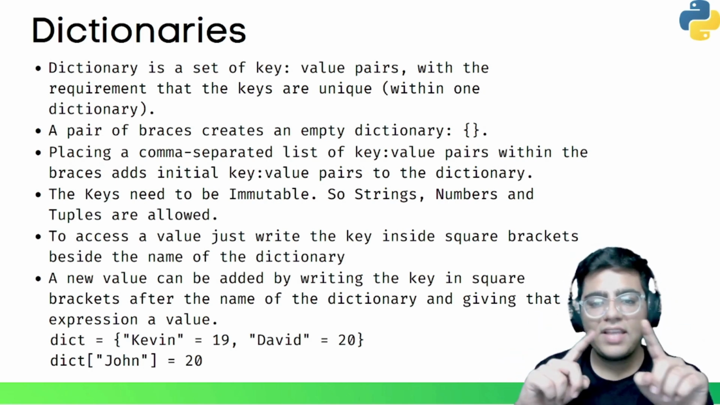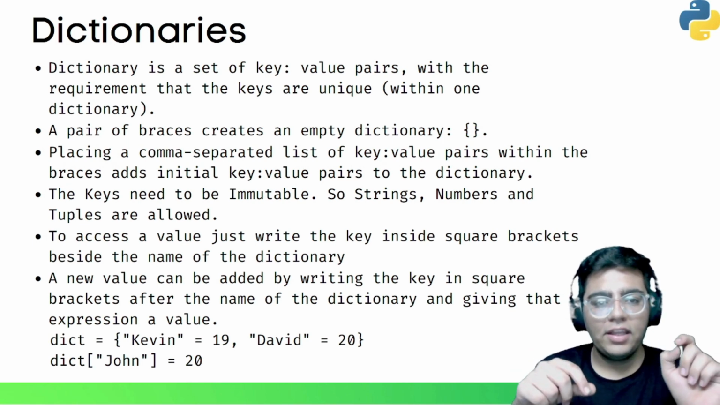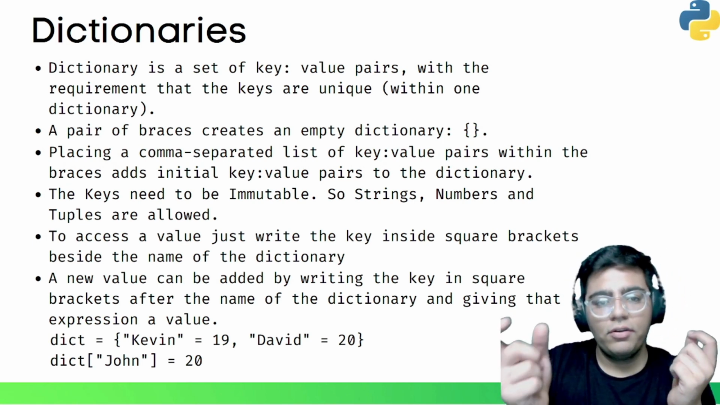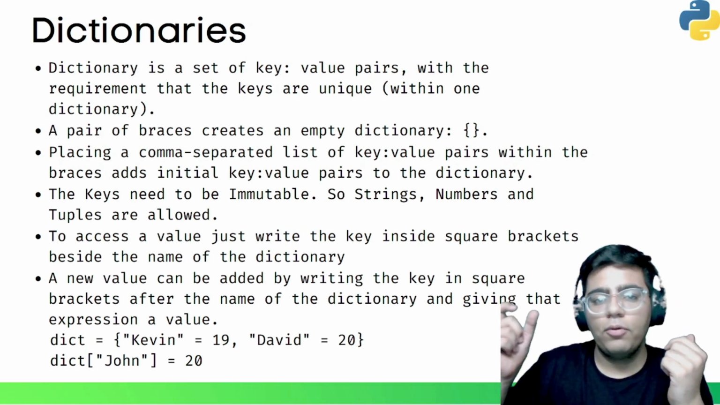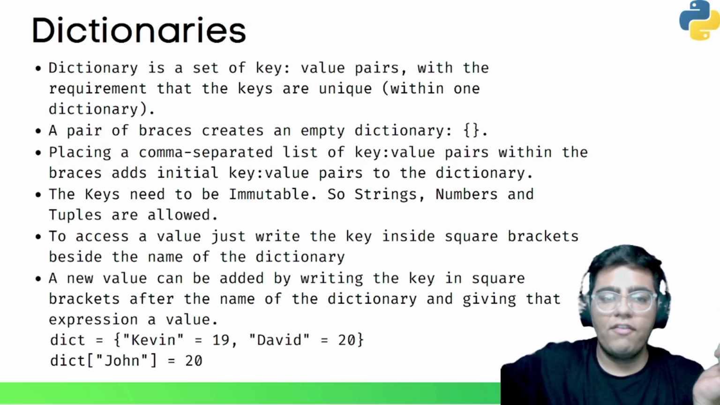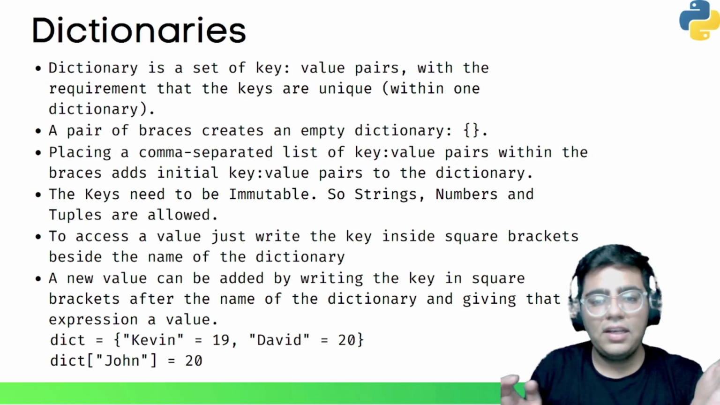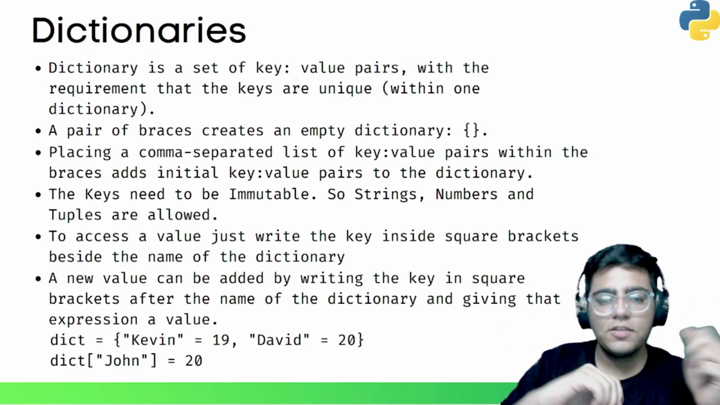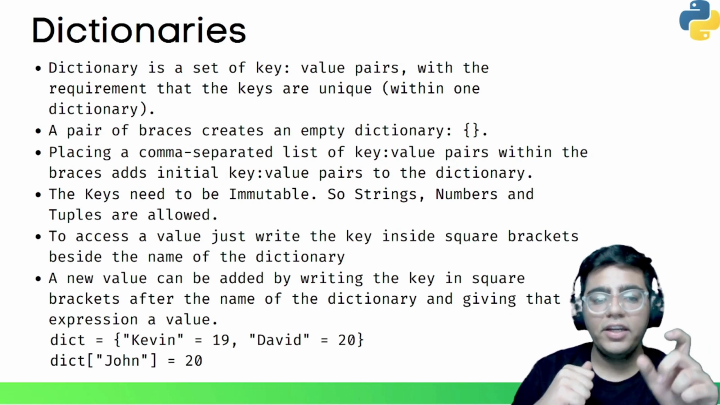So, what I can do is create curly braces. Inside them, I'll write Kevin, put a colon, and then the value, which is 19, right? Then I can put a comma, then I can put David and then his age after a colon, and that's basically a dictionary, right?